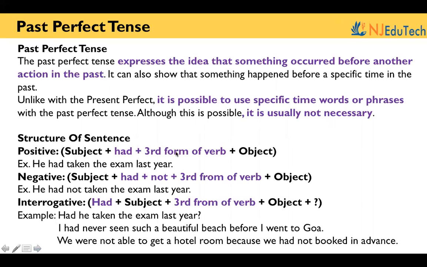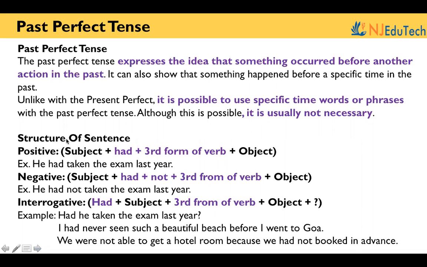So let's see what is past perfect tense. The past perfect tense expresses the idea that something occurred before another action in the past. It can also show that something happened before a specific time in the past.